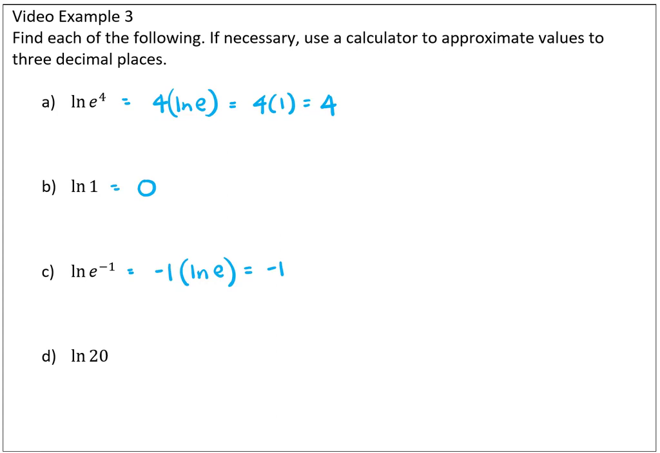Now ln of 20, that's more difficult. Let's use our calculator to do that because we can't simplify this any other way. And so the calculator says 2.99573, and the question says to approximate values to 3 decimal places. So we're going to write 2.996. Alright, there we go.